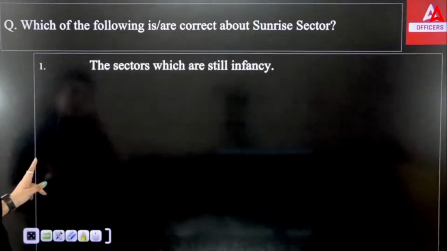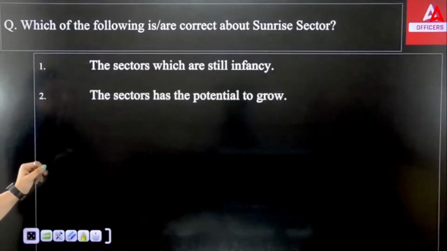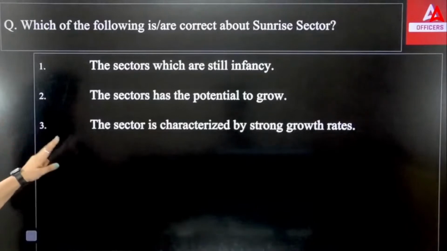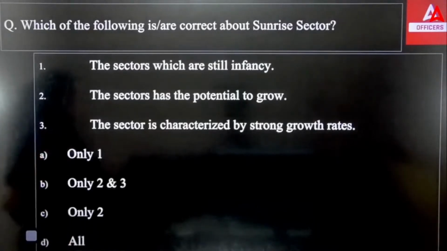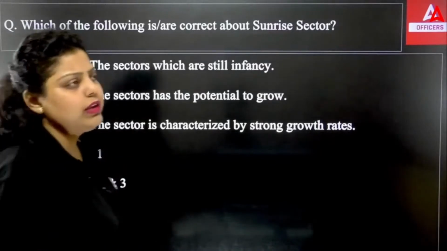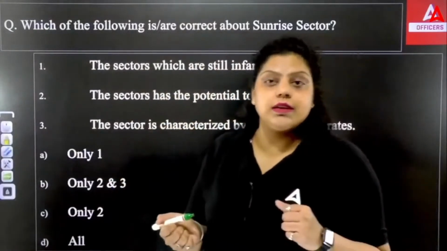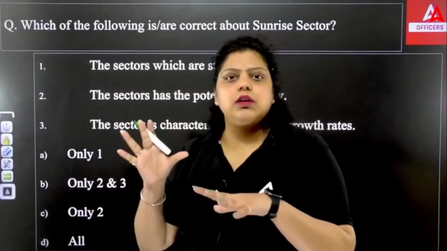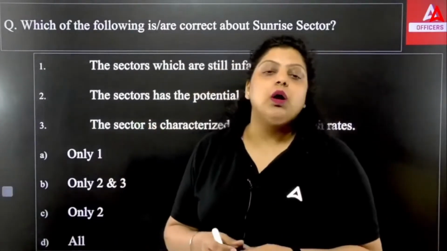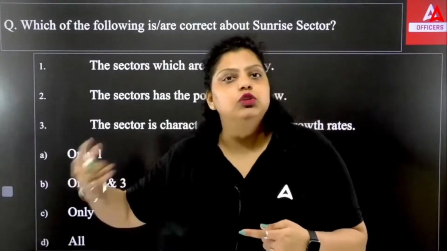For example, the first says the sectors which are still in infancy, they are not very famous. Then the sector has the potential to grow. The sector is categorized by strong growth rates. So out of these 3 statements, which of the following do you think is correct? If you want an example of the sunrise sector, I can give you examples like electric vehicles. They are a sunrise sector. Like renewable energy, they are a sunrise sector. These are not famous right now, but in the future, they have the potential to grow.